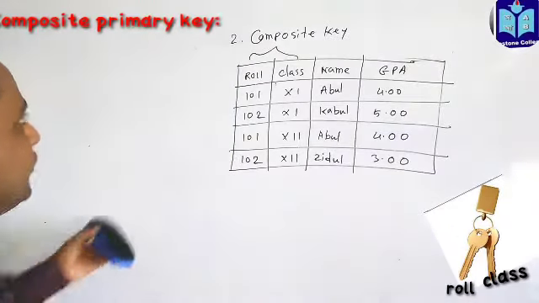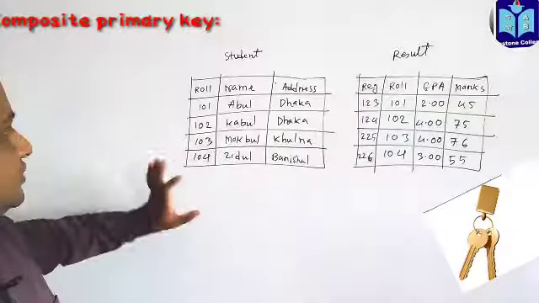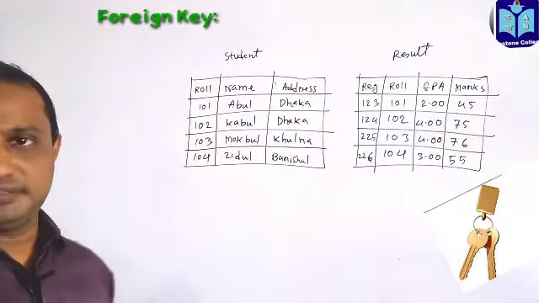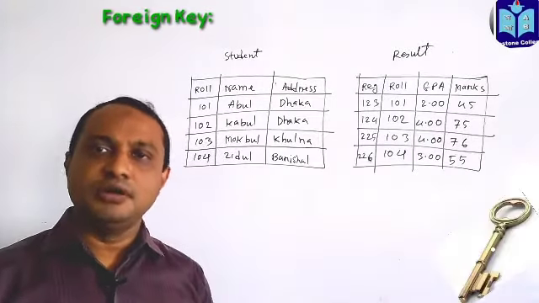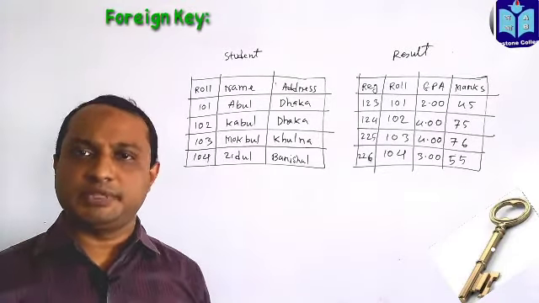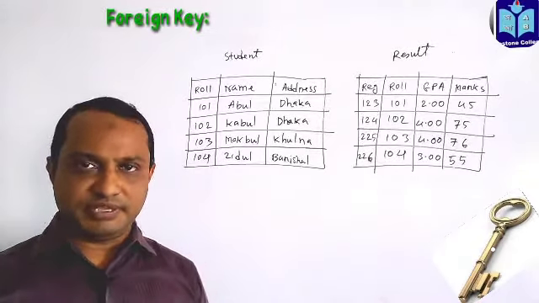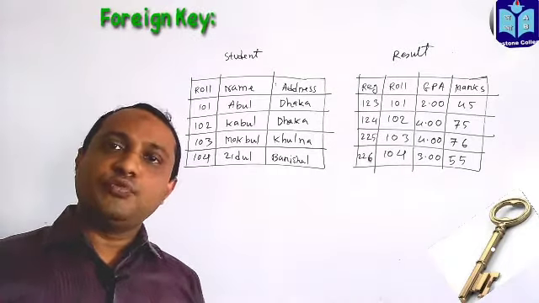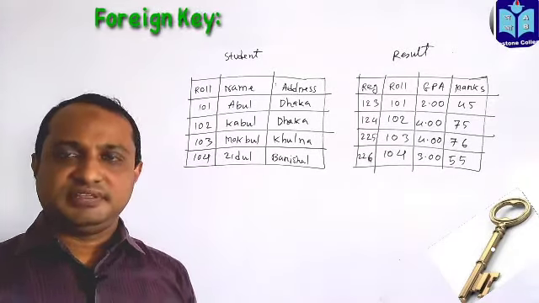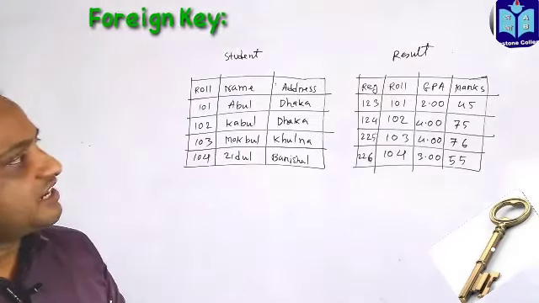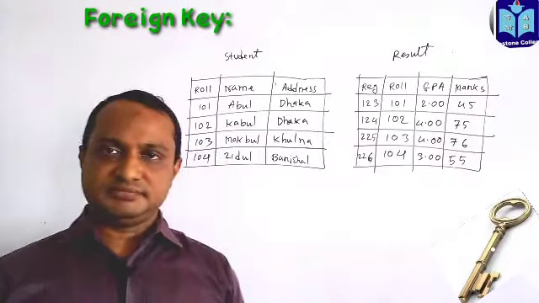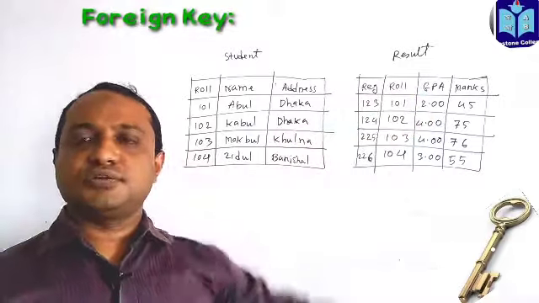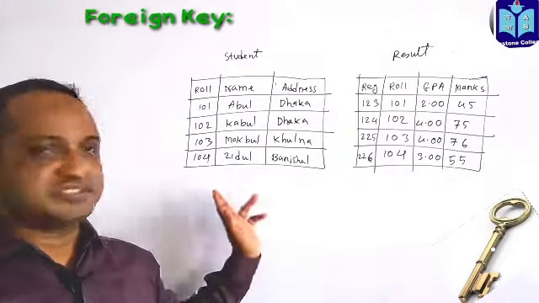Now I will go for the foreign key. Look at the two tables properly. There are two tables here. In one database there may be one table, maybe two, three, four, lots of tables may exist in a relational database. The foreign key is, if one table's primary key is used as a general field of another table, then this field is called a foreign key with respect to the first table.